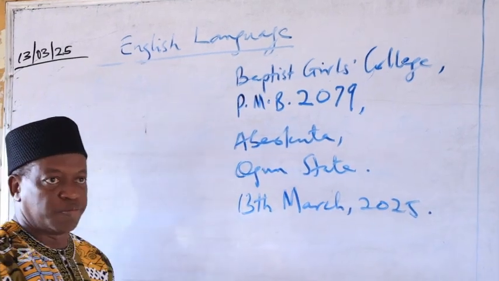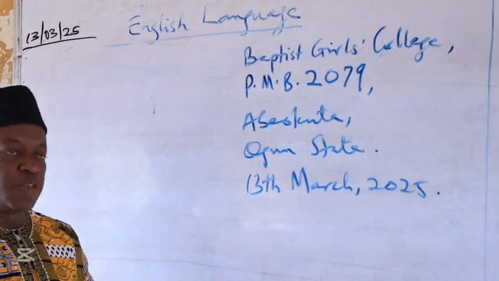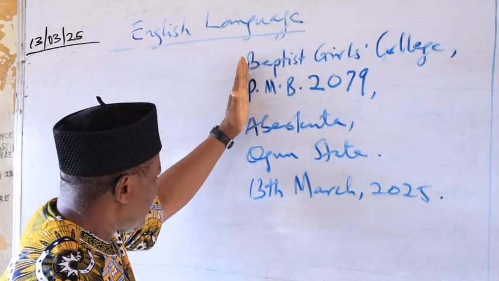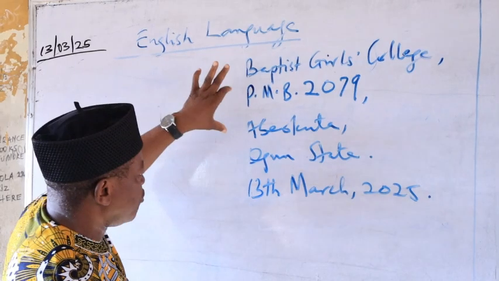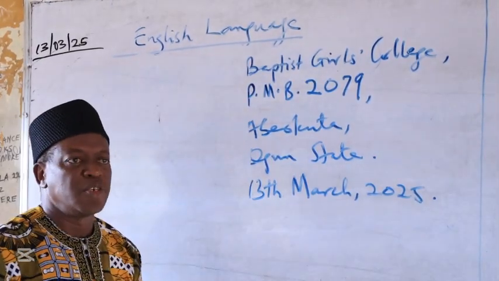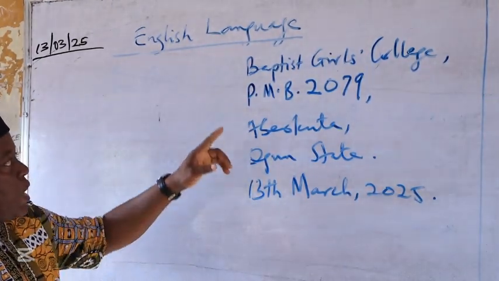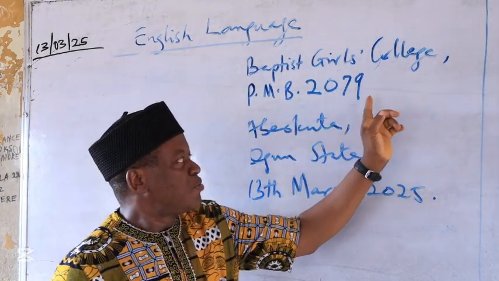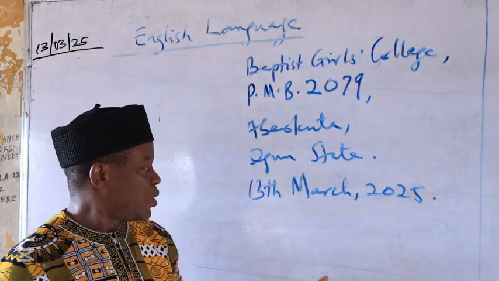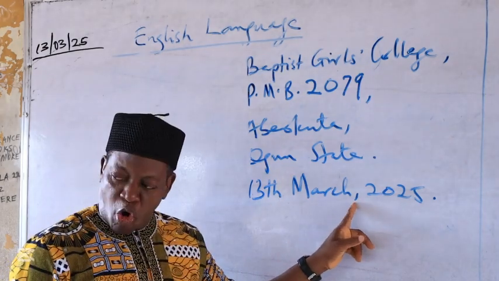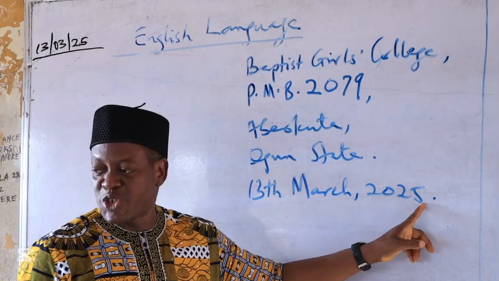Look up, everybody. Now, this is supposed to be on a straight line. As I taught you then, so that if you put your ruler like that, it will be on a straight line. Every line ends with a comma, except Ogun State, full stop. 13th March, comma, 2025, full stop.